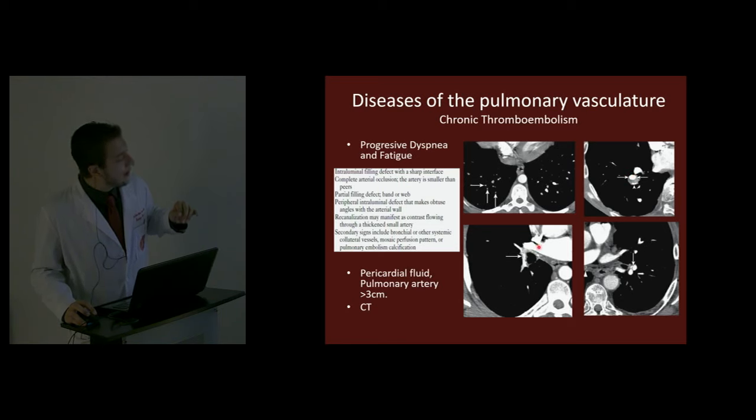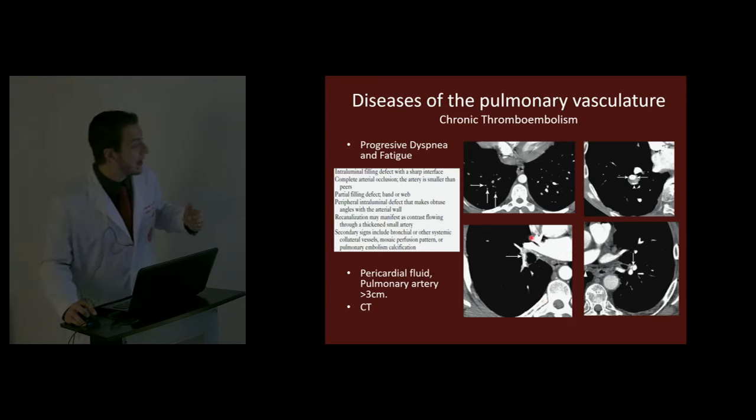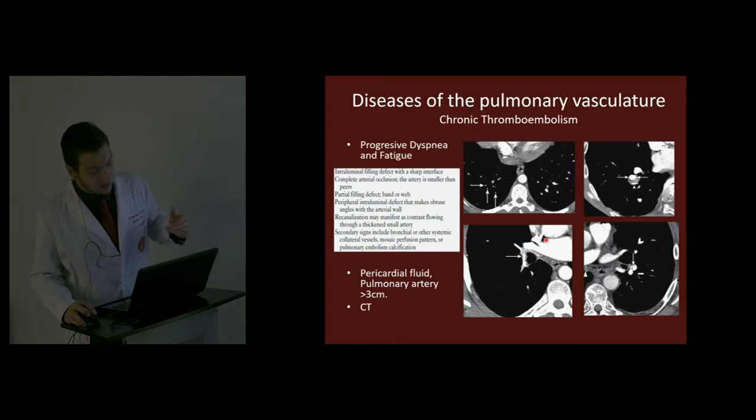You can see as well partial recanalization with some thrombi over it. I like to say it's like the contrary railway sign, because it's a partial canalization over the chronic thrombi. And as well, we can see normally in chronic pulmonary thromboembolism a pulmonary artery greater than 3 centimeters.